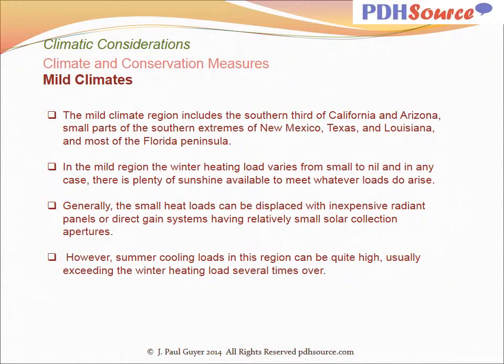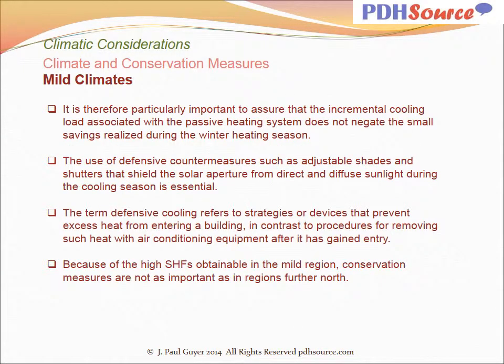Generally, the small heat loads can be displaced with inexpensive radiant panels or direct gain systems having relatively small solar collection apertures. However, summer cooling loads in this region can be quite high, usually exceeding the winter heating load several times over. It's therefore particularly important to assure that the incremental cooling load associated with the passive heating system does not negate the small savings realized during the winter heating season.